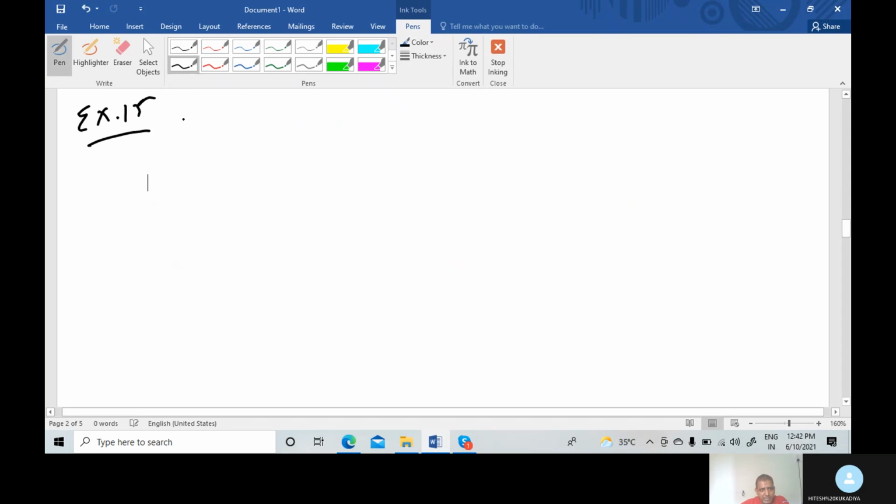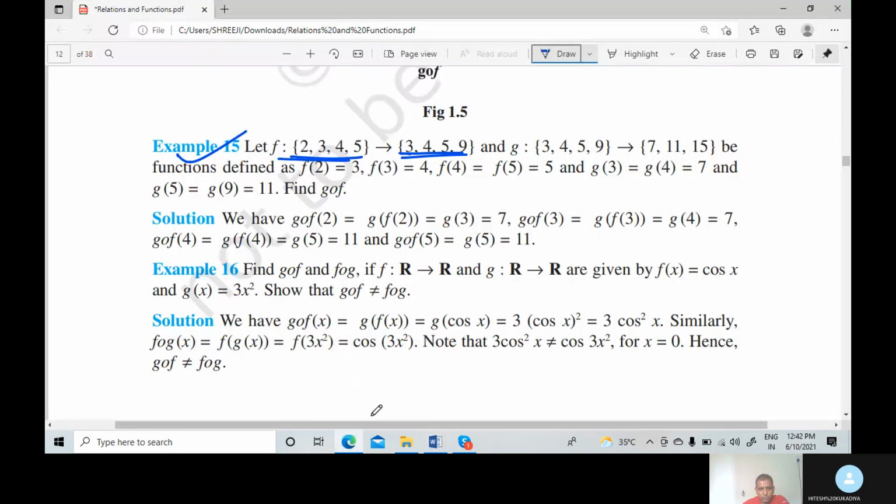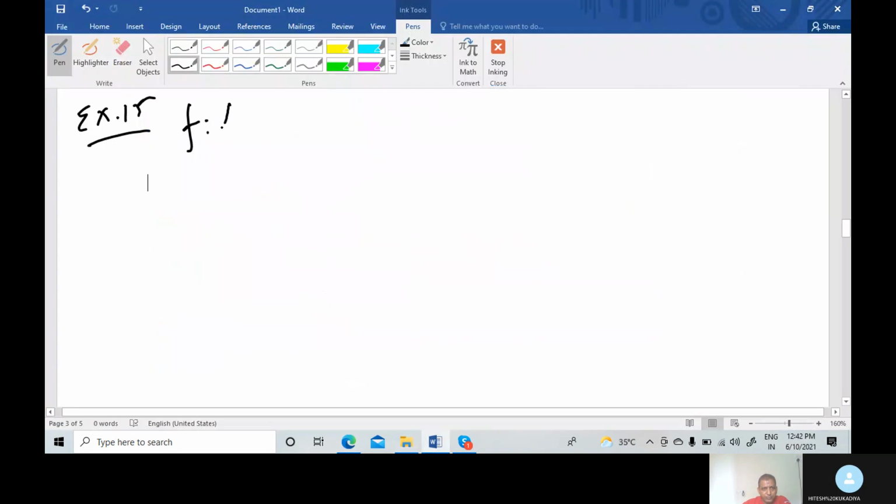Example number 15. F is the function from domain 2, 3, 4, 5 and codomain 3, 4, 5, 9.